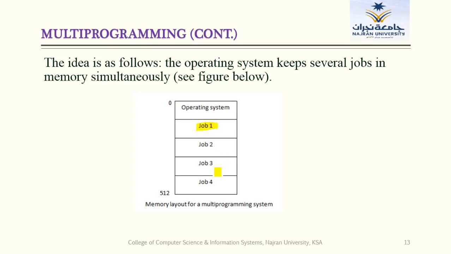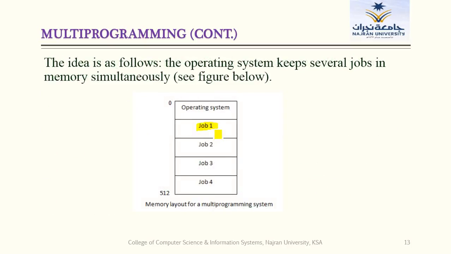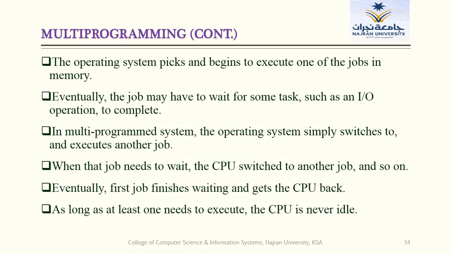It will jump to another job and so on. In this way it will do. But eventually the first job finishes waiting and gets the CPU back. Let's suppose job 1's wait finishes, that the device he was waiting for he gets. Now what will happen is that the CPU will jump back to this job 1. Okay, this is switching from one job to another job.